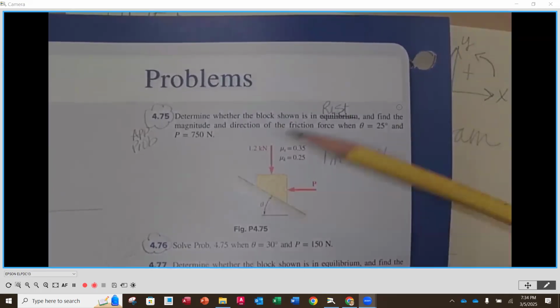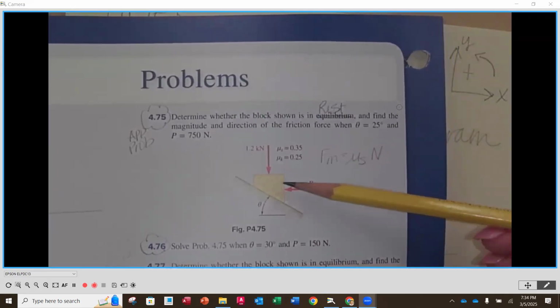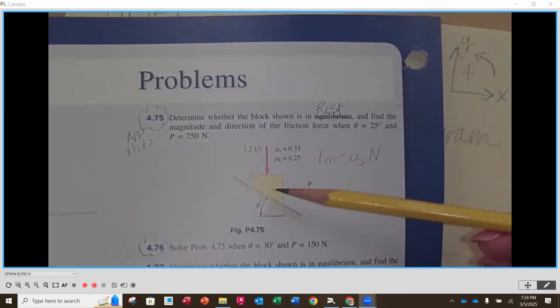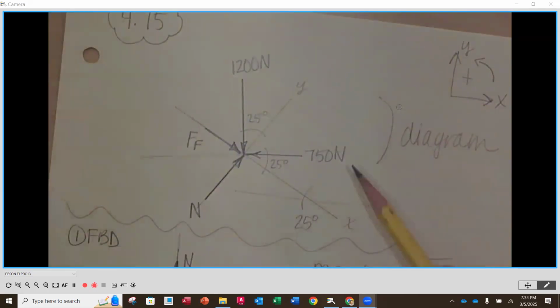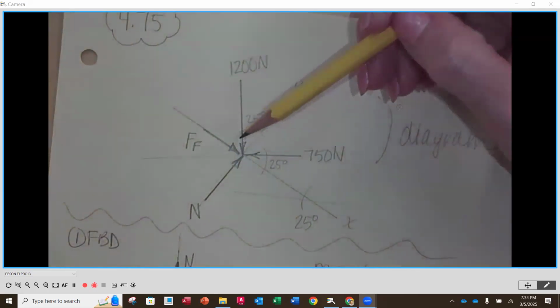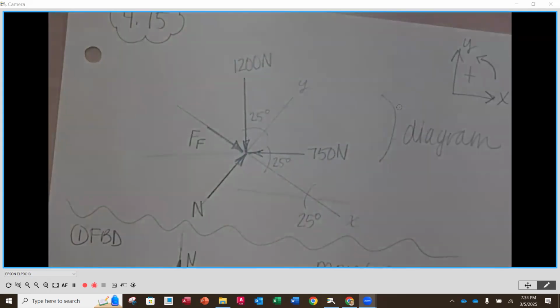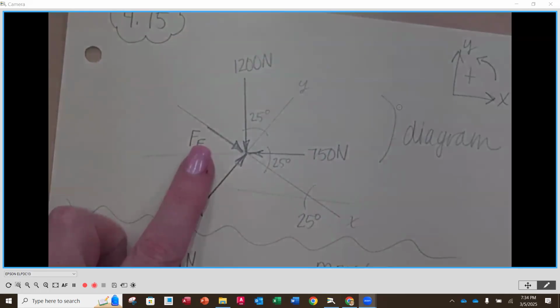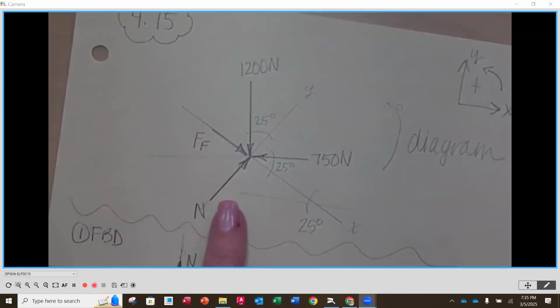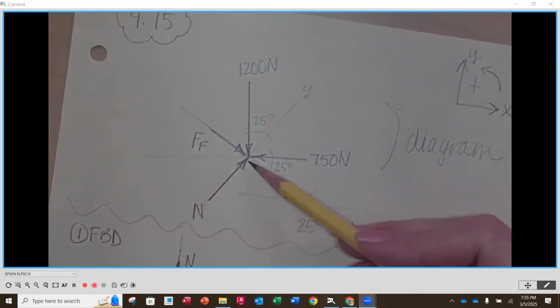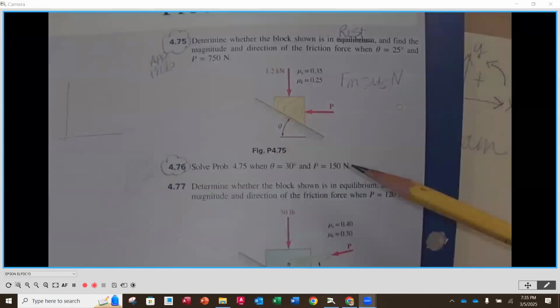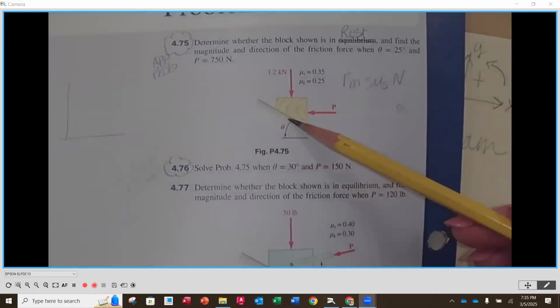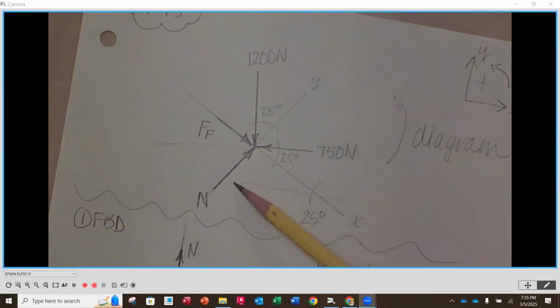So that would mean it would have the tendency to go up the ramp. If it's moving, then the friction force is going to go in the opposite direction along the surface that it's riding on. So this is the friction force here, opposing what we believe is the direction of the motion. And then the last force that we're going to have is the normal force, which is the support force of that block perpendicular to the surface that it's riding on.